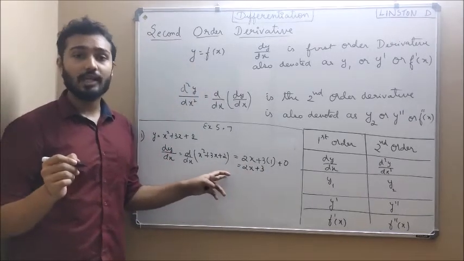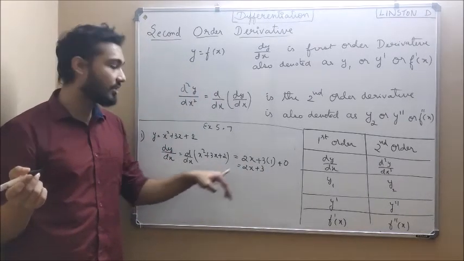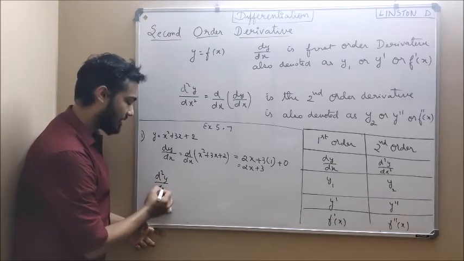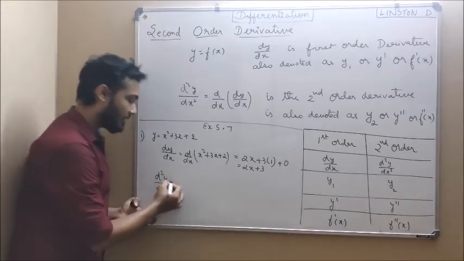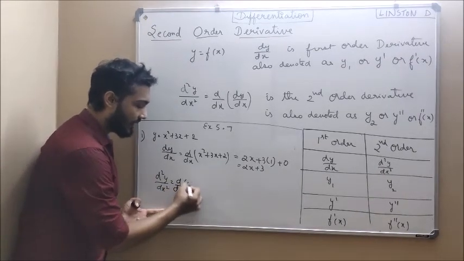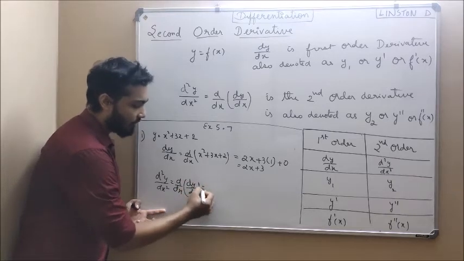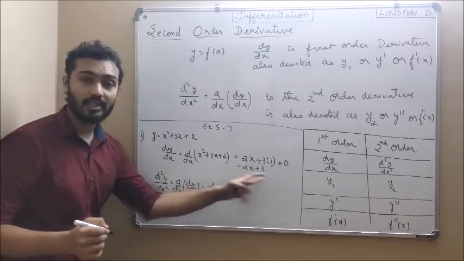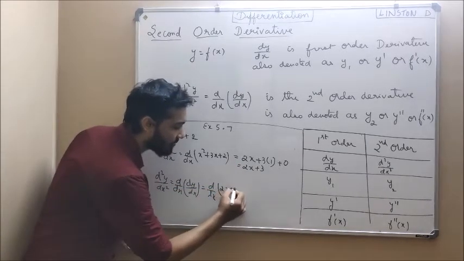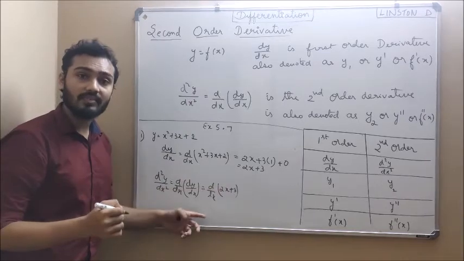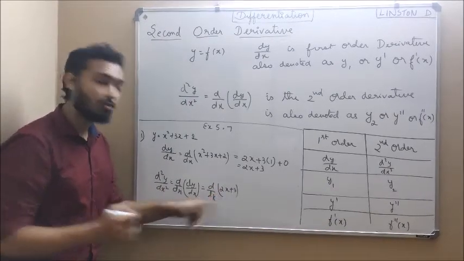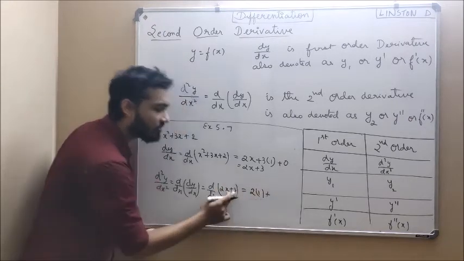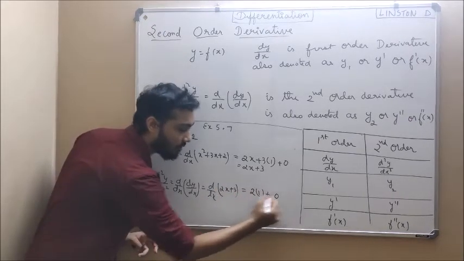Next we have to find the second order derivative. How do you find it? You have to differentiate dy by dx again. So d square y by dx square, the second order derivative, is nothing but d by dx of dy by dx. dy by dx is 2x plus 3, so we are differentiating 2x plus 3 with respect to x. What is differentiation of 2x? Take the constant 2 outside, differentiation of x is 1, plus differentiation of 3. 3 is a constant, its differentiation is 0. So it is 2.